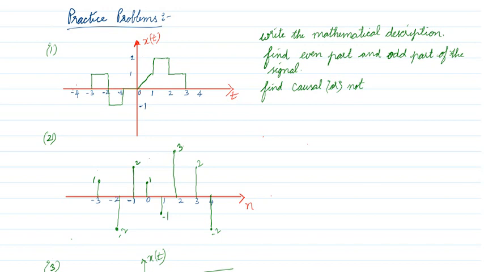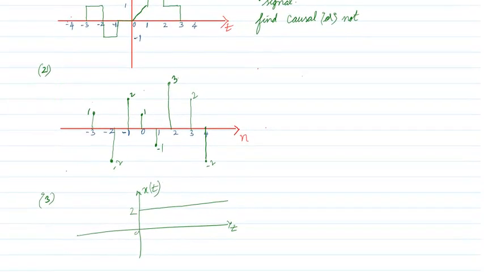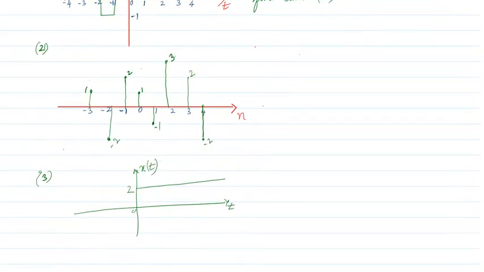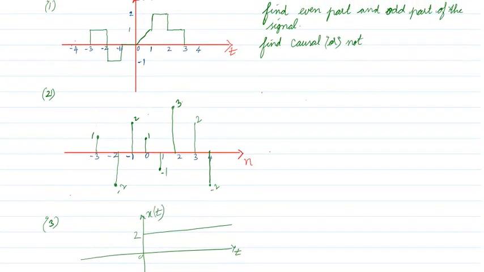And find the even part and odd part. I will show all the problems. Okay, 3 problems I have listed out. Third problem, mathematical: at t greater than 0 it is 2, at t less than 0 it is 0. For the third problem, this also you can represent as a mathematical equation. I am asking you to write the mathematical form, find the even part, odd part, and find whether it is causal or not for all the 3 problems, right?